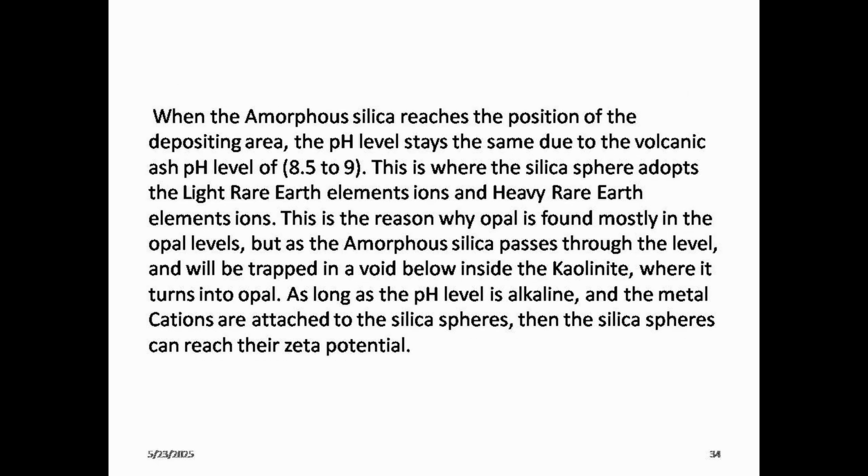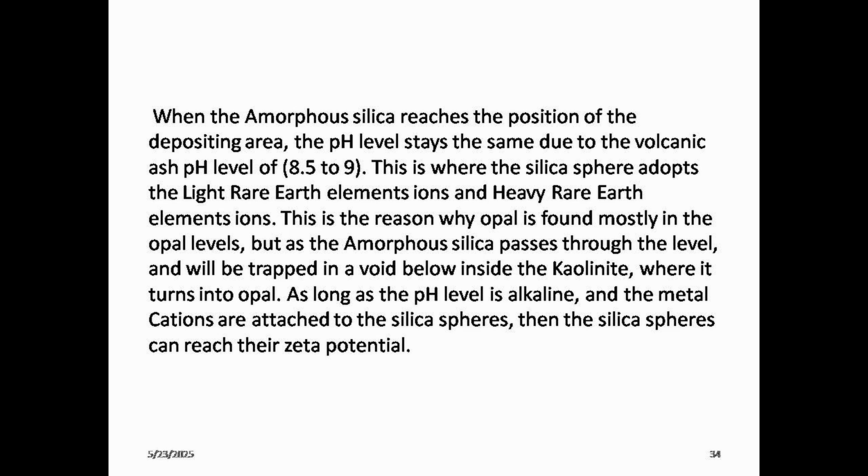When the amorphous silica reaches the position of the depositing area, the pH level stays the same due to the volcanic ash pH level of 8.5 to 9. This is where the silica sphere adopts the light rare earth elements ions and heavy rare earth elements ions.